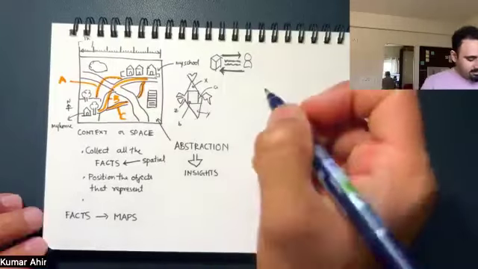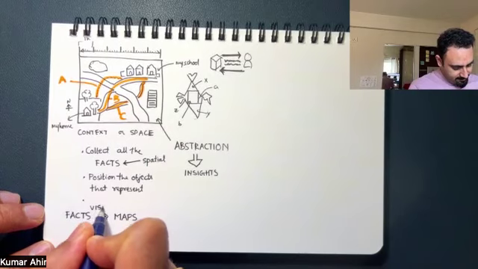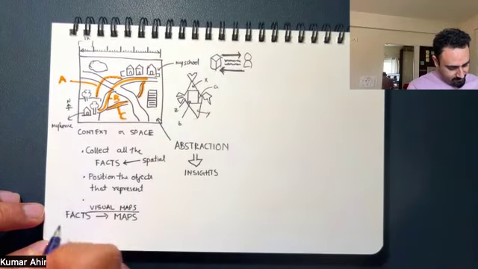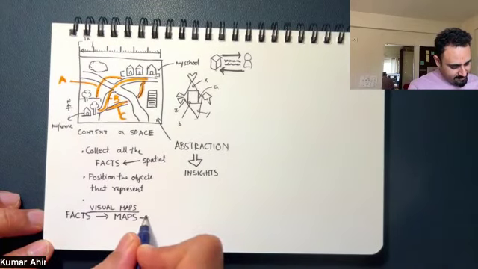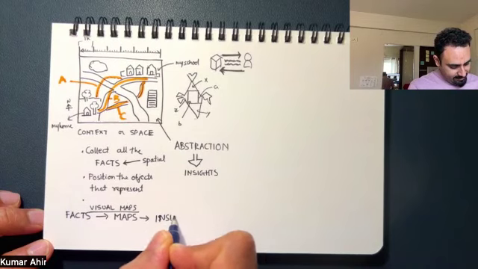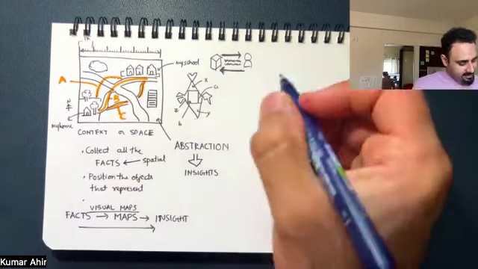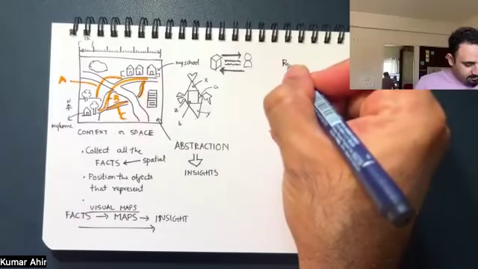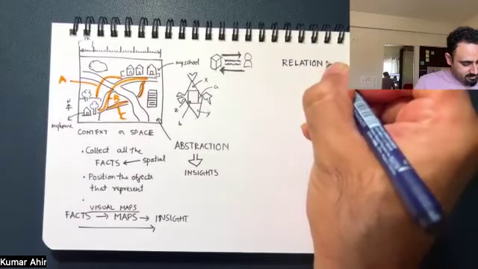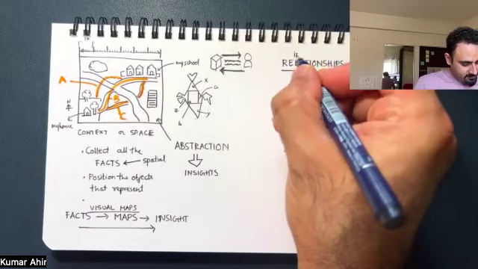So the first one is visual maps. Collect facts, maps, and then get insight out of it. That's the flow. The second one is on relationships. That's information relationship.